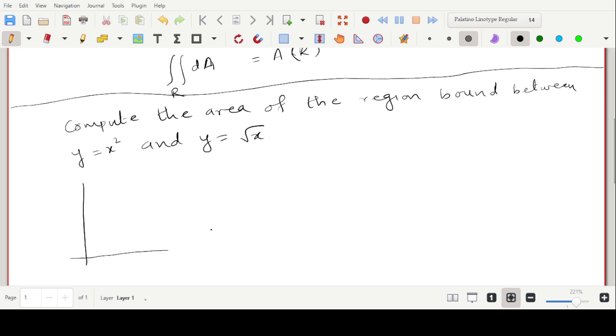This is in the first quadrant. y equal to x square is a curve of this sort, and y equal to square root of x is the curve of this sort, and they intersect exactly at this point, and the region at this point is (1, 1). This is the origin, and the region that is trapped between these two curves is precisely this. Now you can compute the area of this region using some other method.